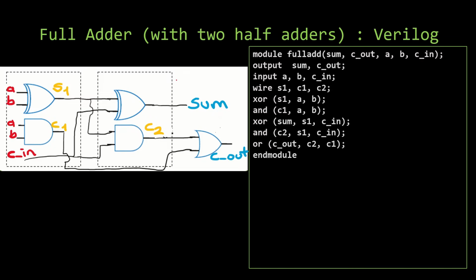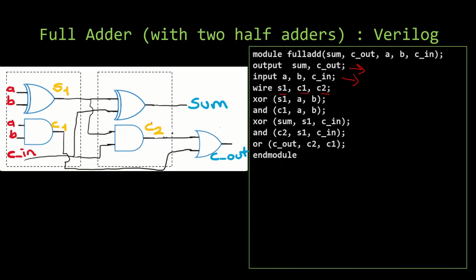You can see that we are defining our module with the name full_add, and we are giving a list of ports: sum, carry out, A, B, and carry in. Then we are defining which ones are output and which ones are input. We know from the diagram that sum and carry out are outputs. Here we define them. And then we say that A, B, and carry in are inputs. And after that, we define our wires, which are S1, C1, and C2.